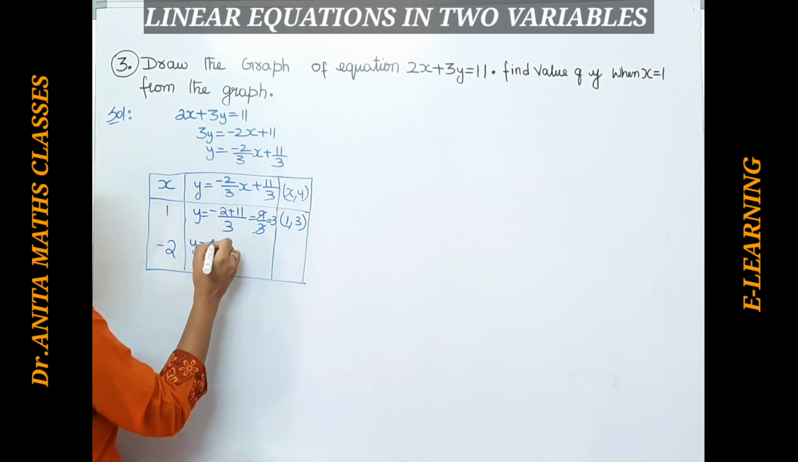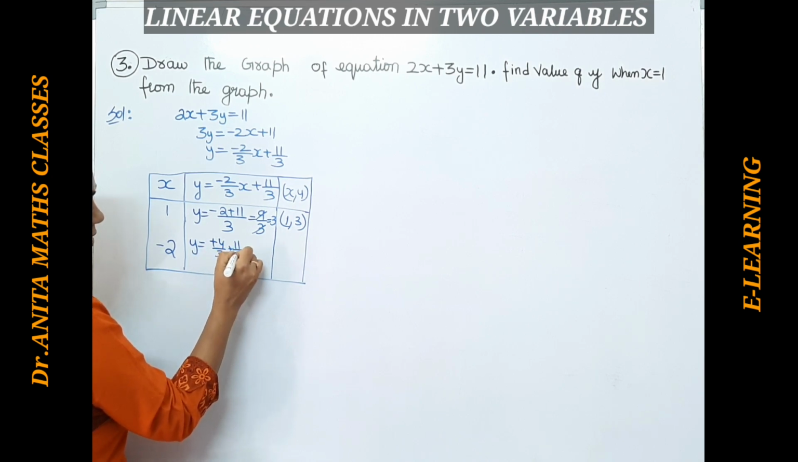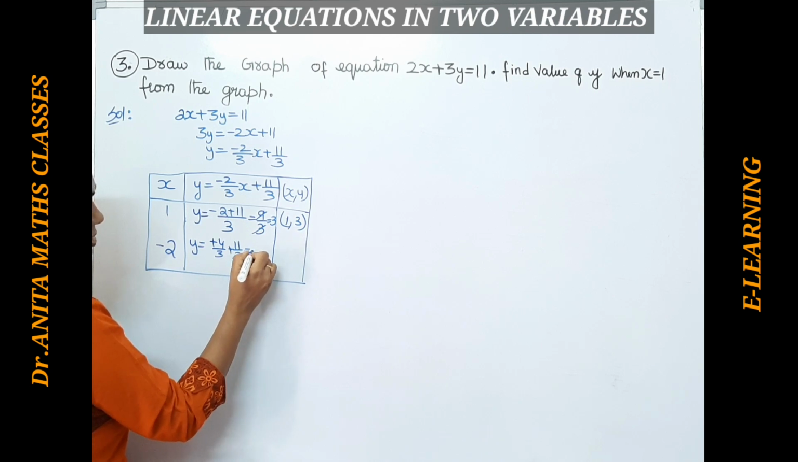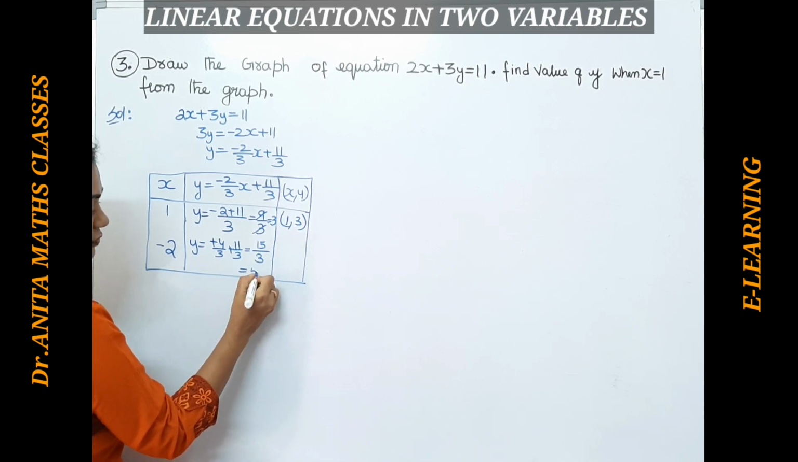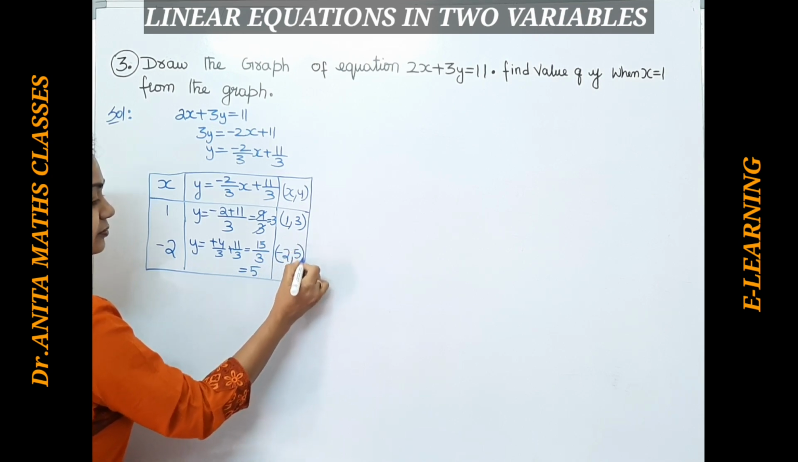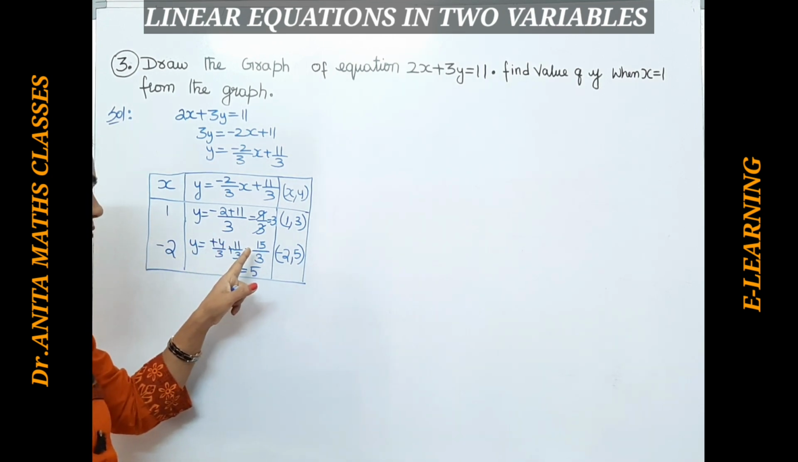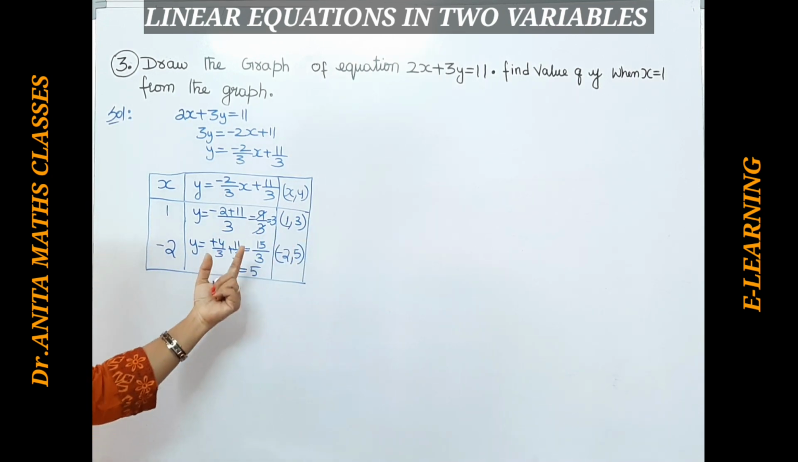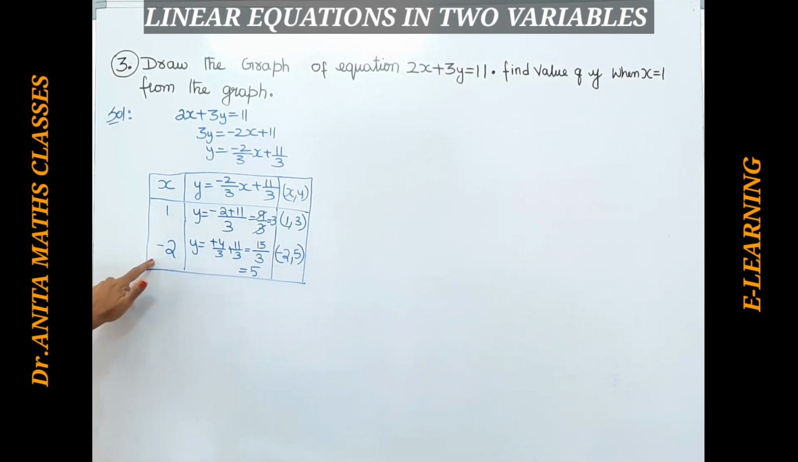Okay. So, minus 2 into minus 2 becomes plus 4 by 3 plus 11 by 3. So this becomes, if you take the LCM, 15 by 3. So this is 5. 15 by 3 is 5. So if I take minus 2, I got 5. Suppose if I have taken 2, I may get some negative value. A negative value also we can take, but if you are getting some fraction, just eliminate that. Okay. Now 1 and minus 2 are going well.